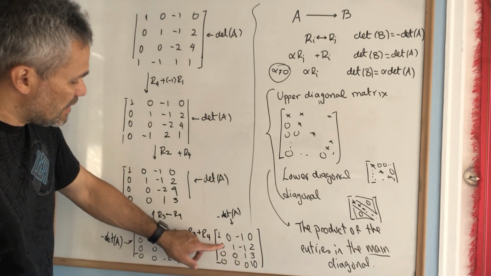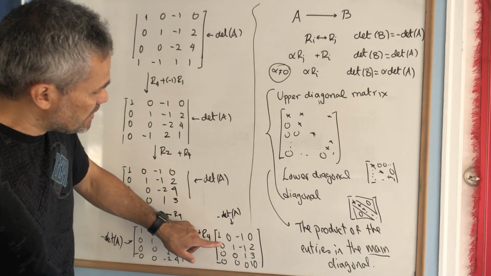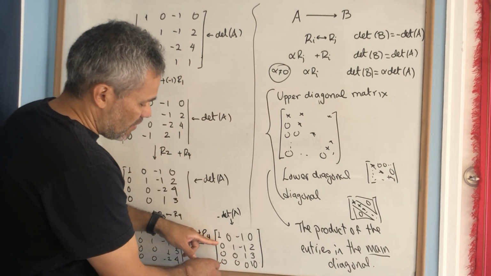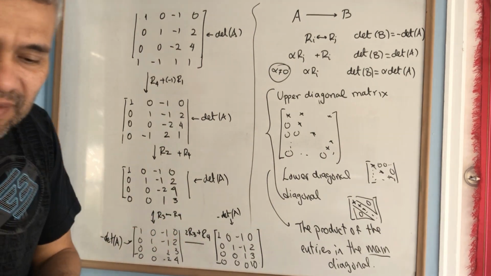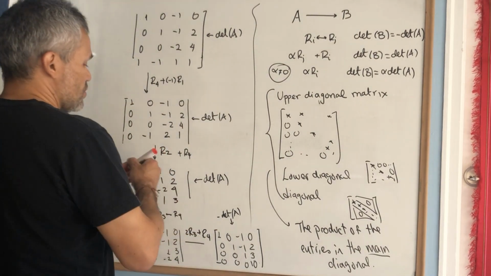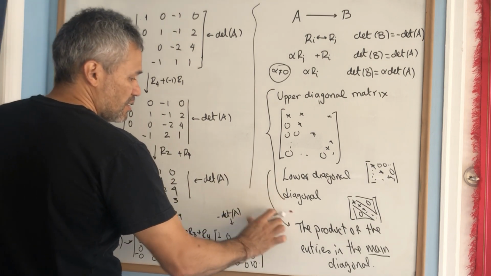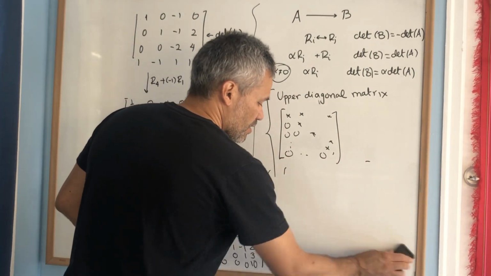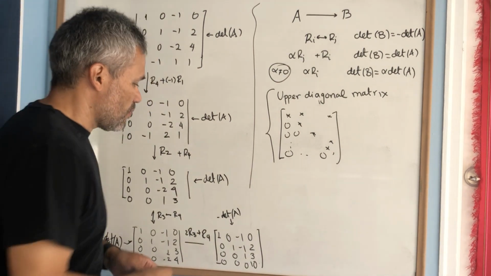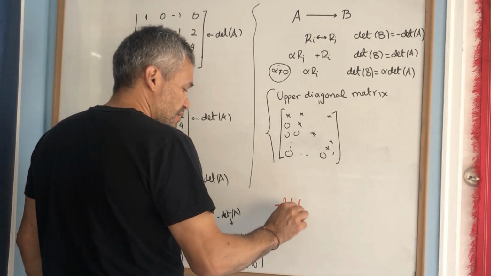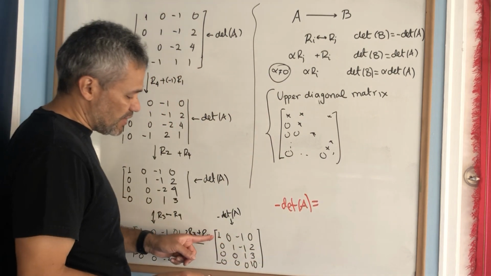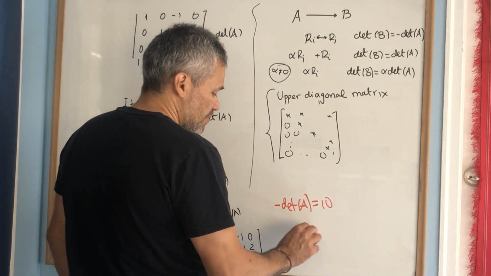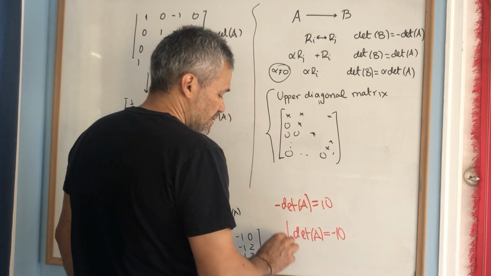But then this determinant is easy to compute because this matrix is upper diagonal. You see, it's upper diagonal because below the main diagonal it has zeros. And then what we get is this equation: negative the determinant of A is the determinant of this matrix. But the determinant of this matrix is 1 times 1 times 1 times 10, which is 10, which means that the determinant of A is negative 10.